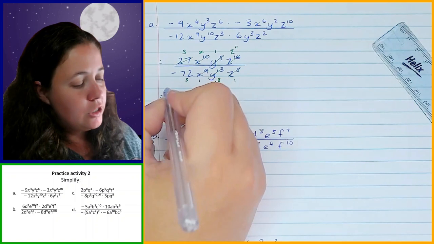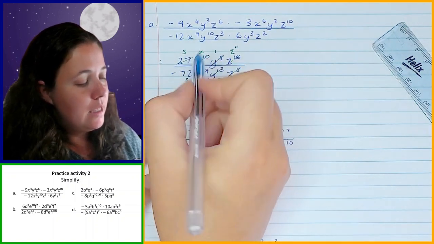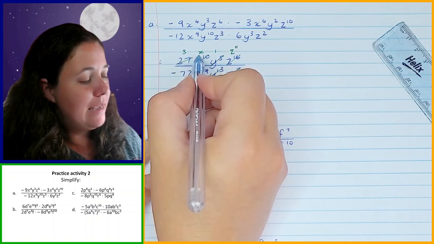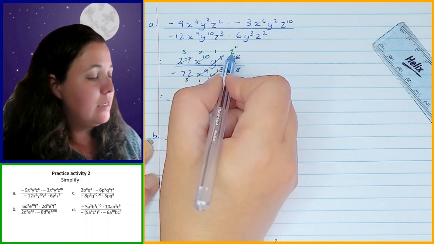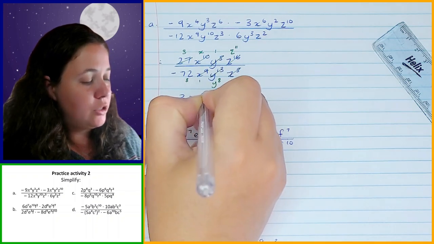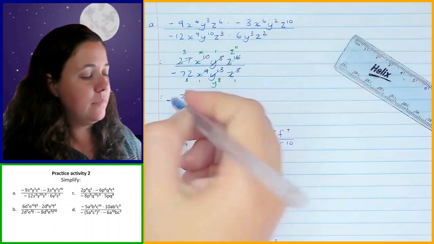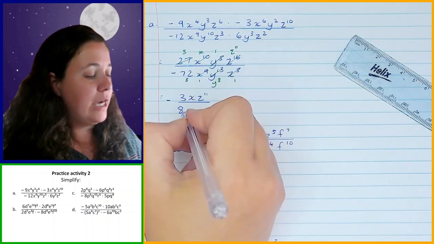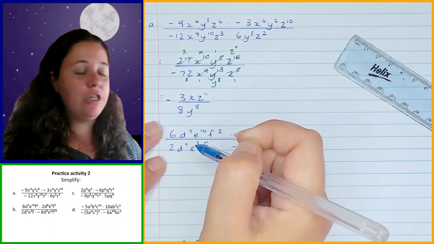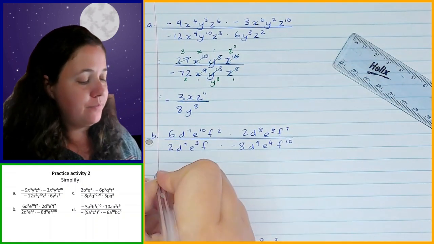Okay, so I end up with negative 3x times 1 times z to the power of 11. So that's 3xz to the power of 11 over 8y to the power of 8. So that's what you should get for question A. Now let's have a look at question B.